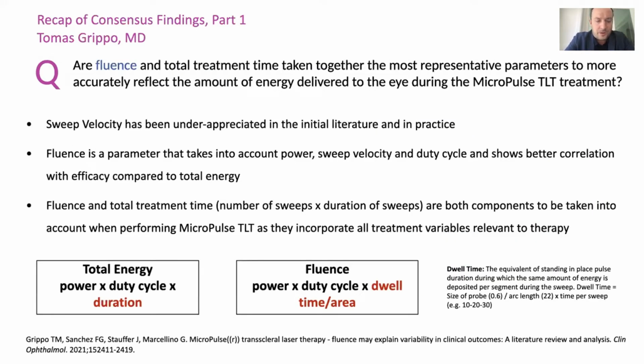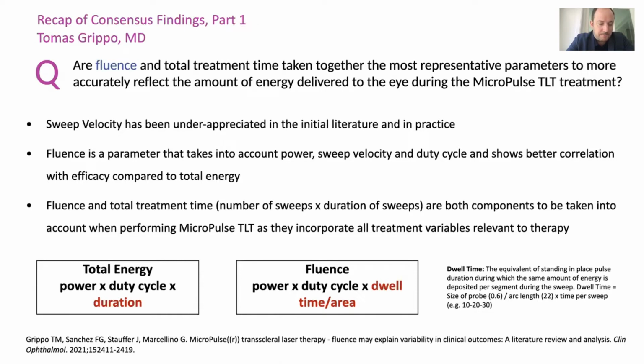And one of the other things that we learned is the importance of sweep velocity. Just to reinforce this concept, up to 2021, only 14% of the papers that were published described sweep velocity in their publications. That means that not only did the researchers not find it such an important variable, but also that in clinical practice, when we were performing our MicroPulse TLT procedures, we were not really paying so much attention to how fast we were going. And the fact is that that has a big impact on energy buildup on the target tissues.